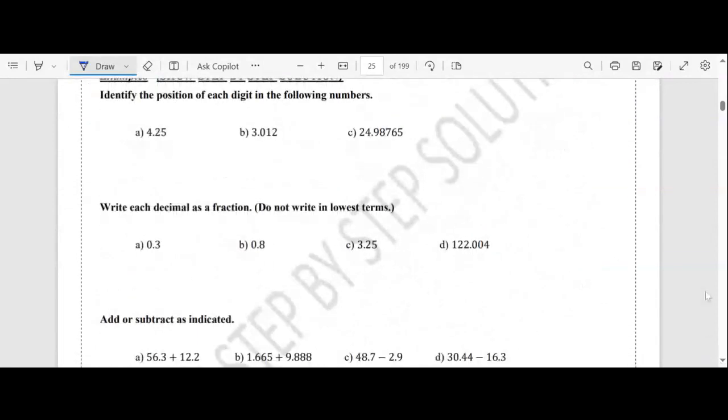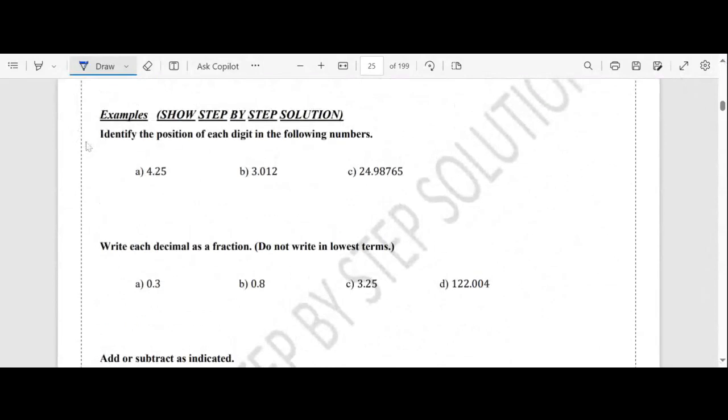Now let's take a look at our first example here. It says, identify the position of each digit in the following numbers. Okay, so 4 is the first here. What would say? Ones. Okay. And then we have decimal place, right? And what about the 2? Tenth, right? And what about the 5? Hundredths. Can you do the second one? Do it inside your booklet. Fast.